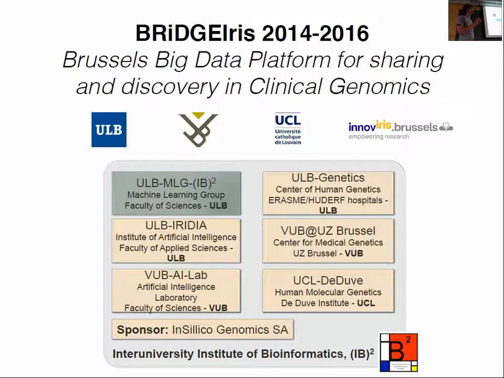So 3 research groups were focused on IT issues and big data issues. These were the MLG, so we were coordinating the project, and the artificial intelligence groups of the UB and the ULB, and the 3 clinical partners working on different types of genetic diseases.